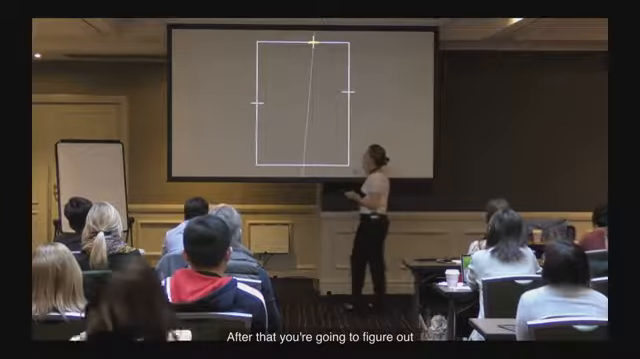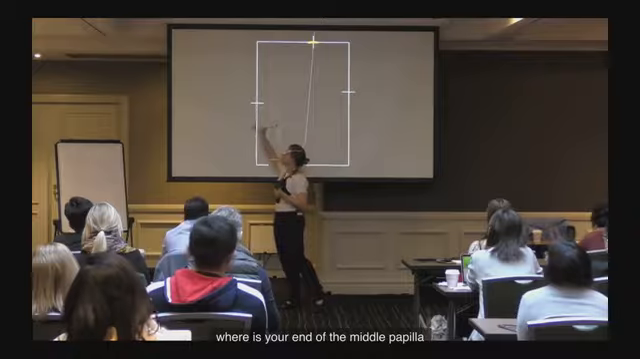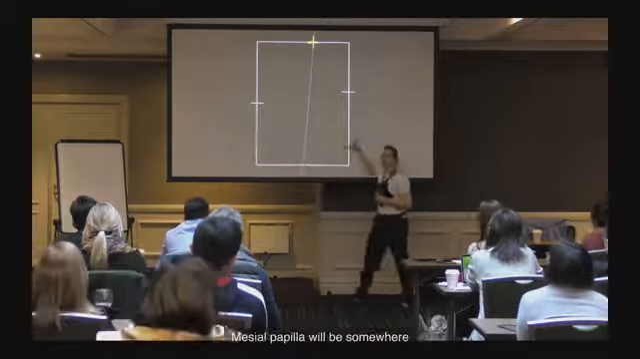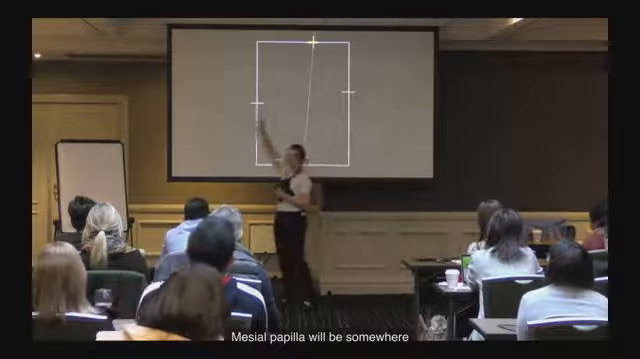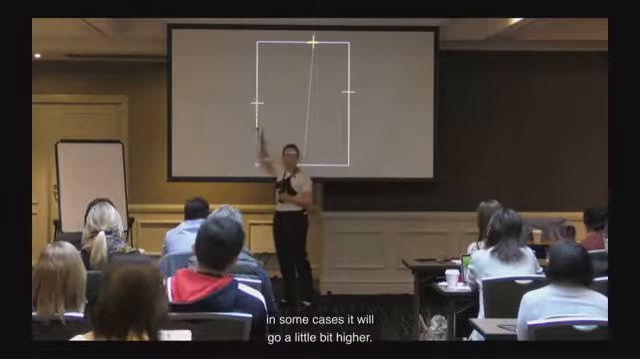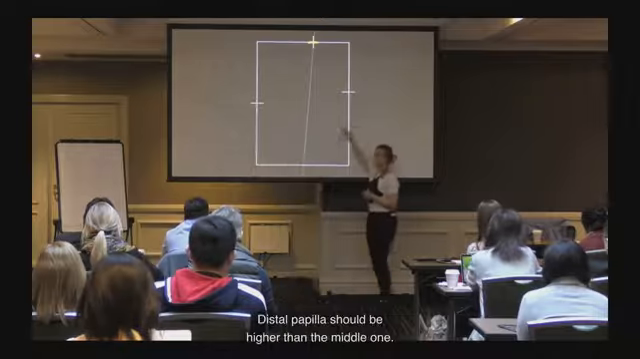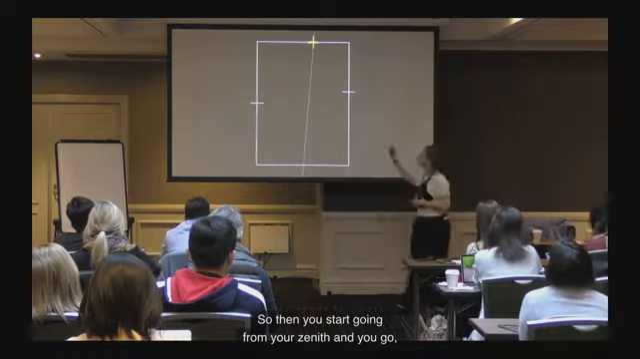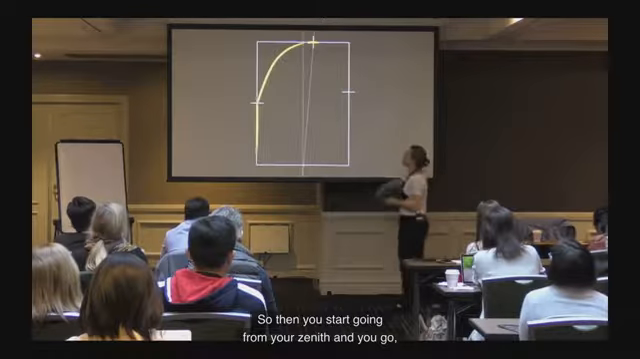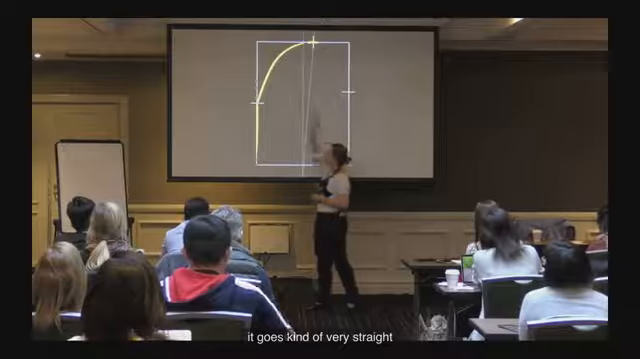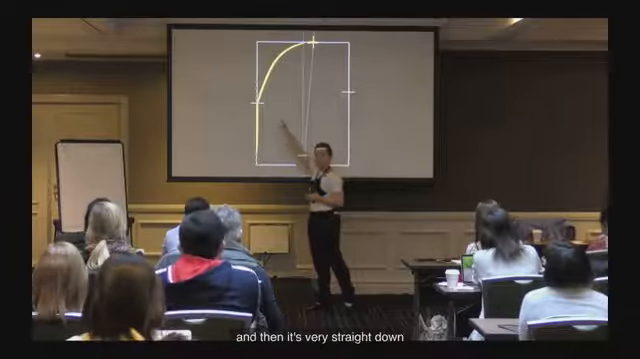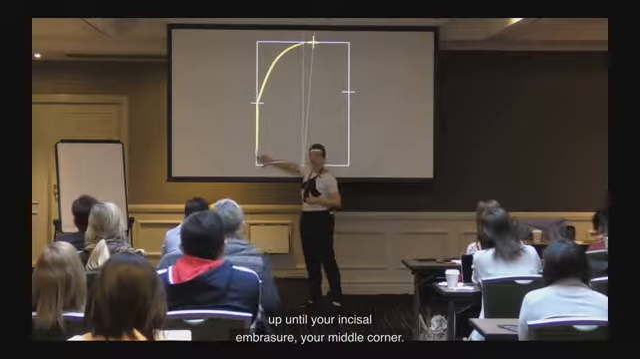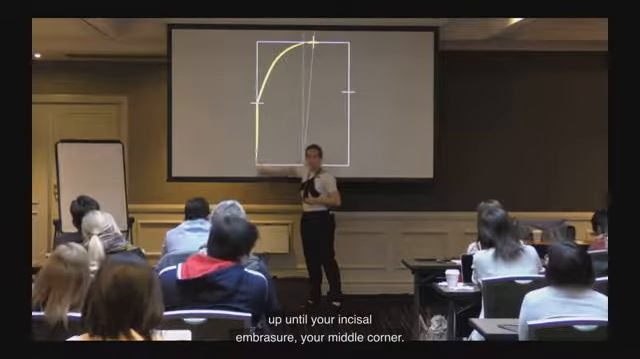After that, you're going to figure out where is your end of the mesial papilla and where is your end of a distal papilla. Mesial papilla will be somewhere near the middle of the tooth. In some cases, it will go a little bit higher. Distal papilla should be higher than the mesial one. So then you start going from your zenith and it goes kind of very straight to the tip of papilla on the mesial, and then it's very straight down up until your incisal embrasure, your mesial corner.